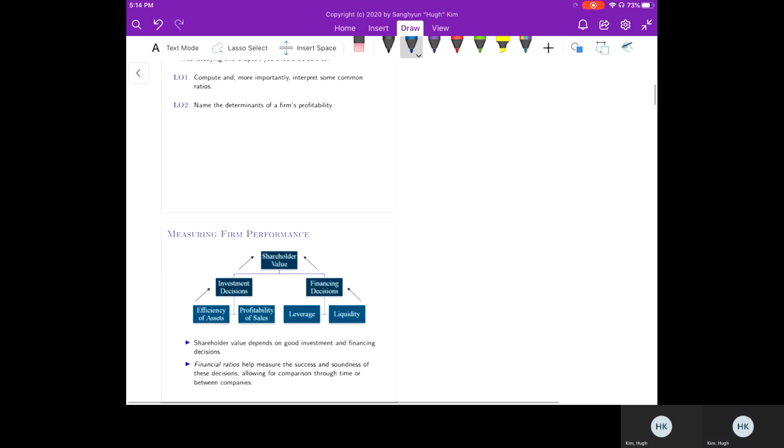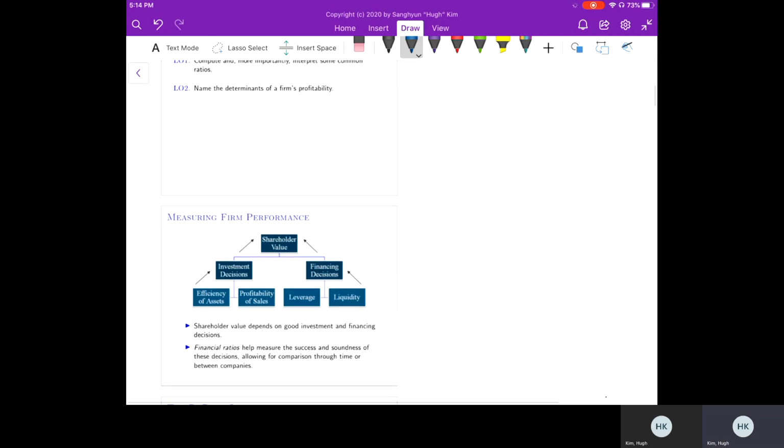So the goal of a firm is to maximize shareholder value, and shareholder value comes from two types of decisions: investment decisions and financing decisions. So that affects shareholder value.